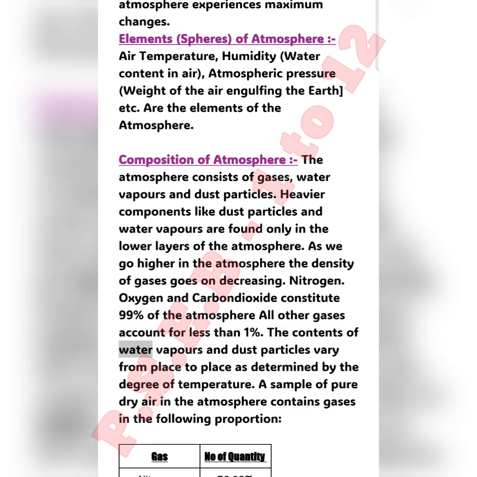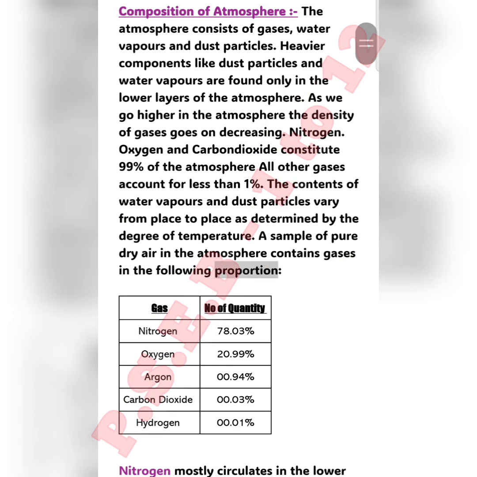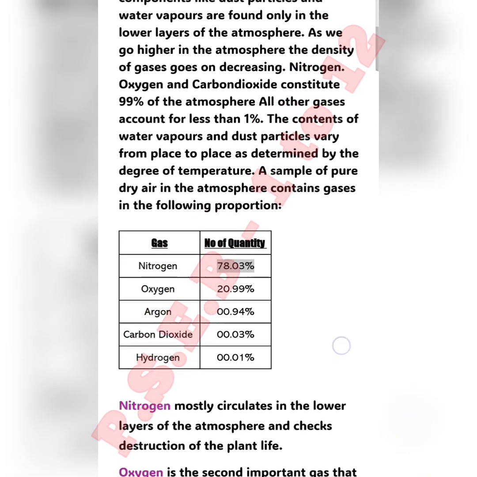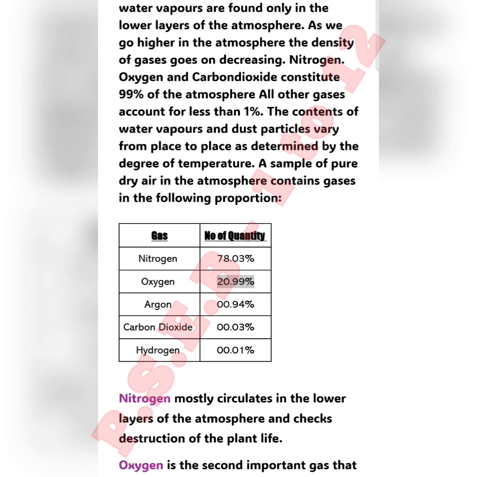The contents of water vapors and dust particles vary from place to place as determined by the degree of temperature. A sample of pure dry air in the atmosphere contains gases in the following proportion. Gas, quantity: Nitrogen, 78.03%. Oxygen, 20.99%. Argon, 0.94%. Carbon dioxide, 0.03%. Hydrogen, 0.01%.